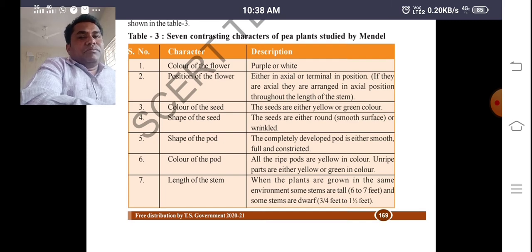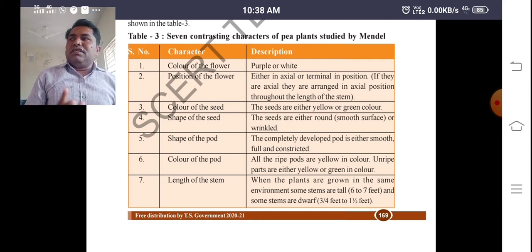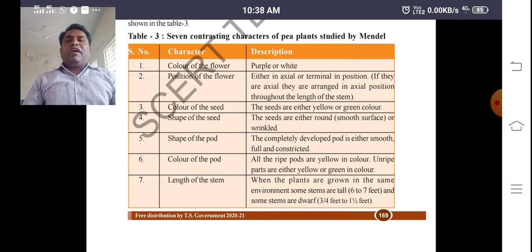అదేవిధంగా లెంత్ ఆఫ్ ది స్టెమ్. సో కొన్ని బఠానీ మొక్కలు పొట్టిగా ఉండడం జరుగుతుంది, వాటిని డ్వార్ఫ్ ప్లాంట్స్ అంటాము. అదేవిధంగా కొన్ని బఠానీ మొక్కలు పొడవుగా ఉంటాయి, వాటిని టాల్ ప్లాంట్స్ అని కూడా అంటాం. టాల్ ప్లాంట్స్ జనరల్గా 6 to 7 feet ఉంటుంది. డ్వార్ఫ్ ప్లాంట్స్ జనరల్గా మనకి 1.5 feet ఉంటుంది. కాబట్టి మీరు ఈ టేబుల్ని ఖచ్చితంగా చదువుకోవాలి. మెండల్ పీ ప్లాంట్లో ఈ 7 క్యారెక్టరిస్టిక్స్ని ఐడెంటిఫై చేయడం జరిగింది.